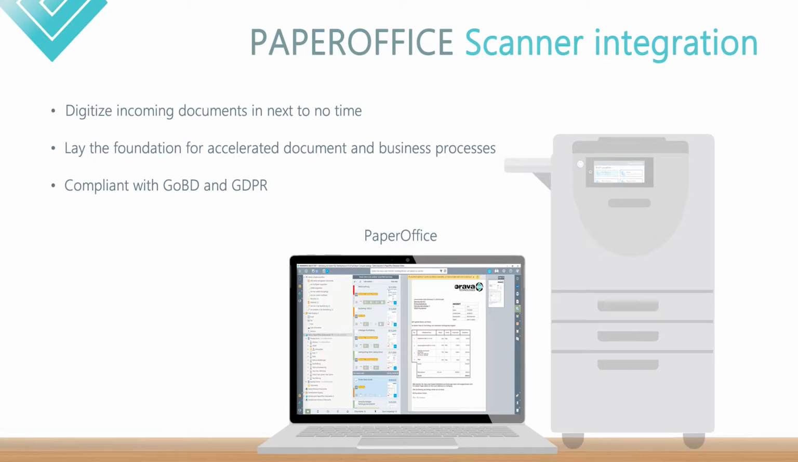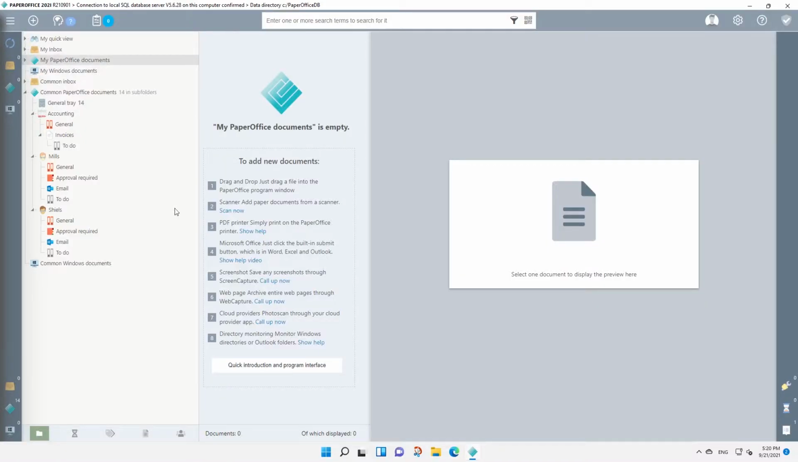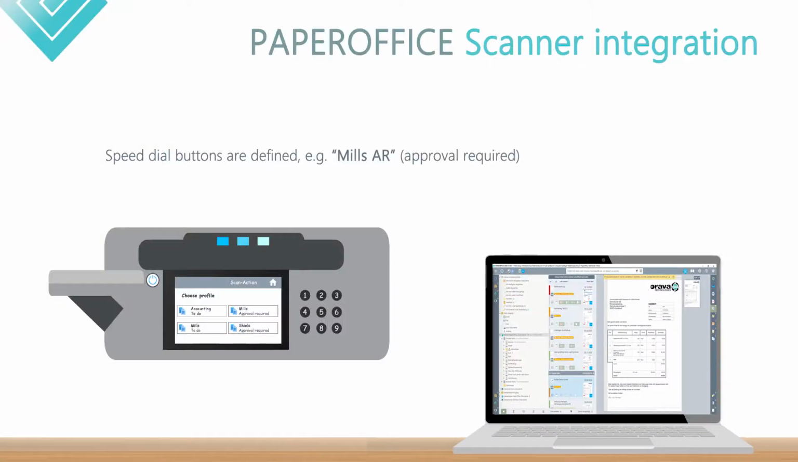Scanning paper documents, regardless of whether they are invoices, delivery notes, or other supporting documents, is a necessary step in processing incoming mail in the company. The whole process, from copier to digital storage, is very easy to explain. Shortcut keys, or so-called one-touch keys, are defined on your scanner, such as Mr. Mills, approval required, or accounting, to do.